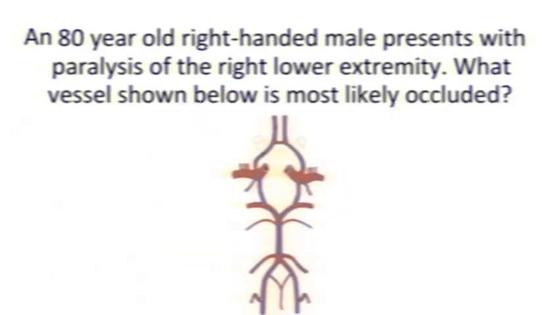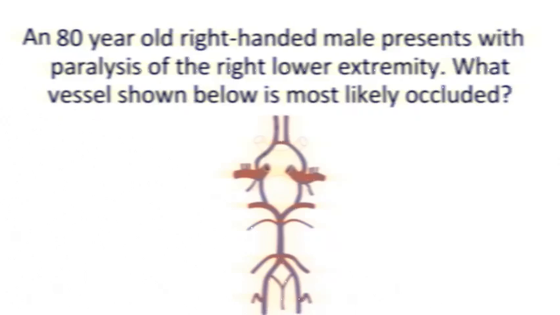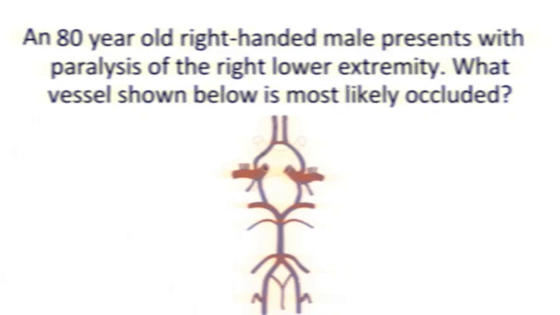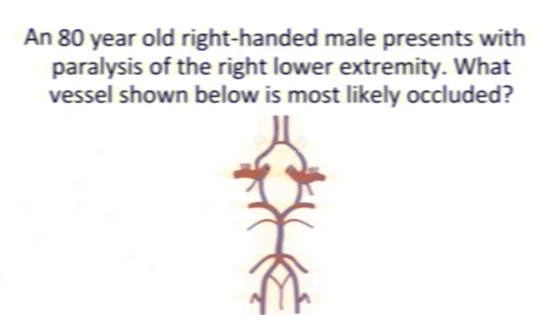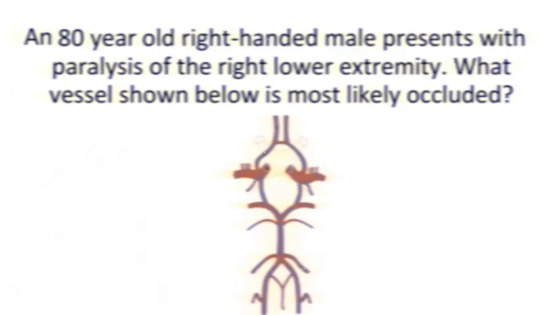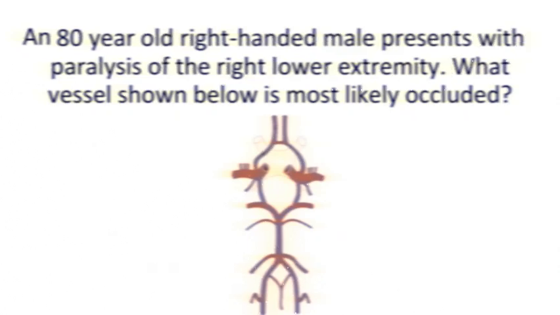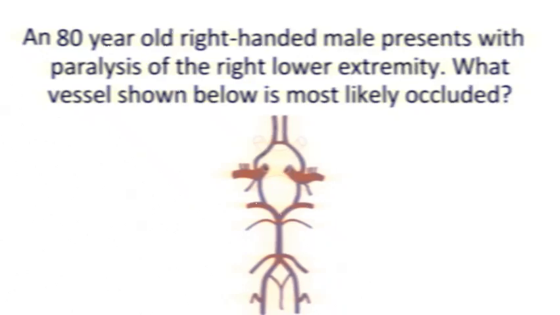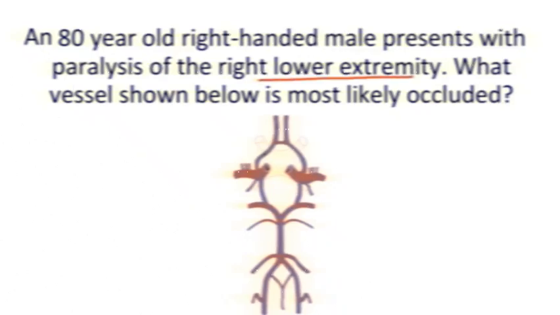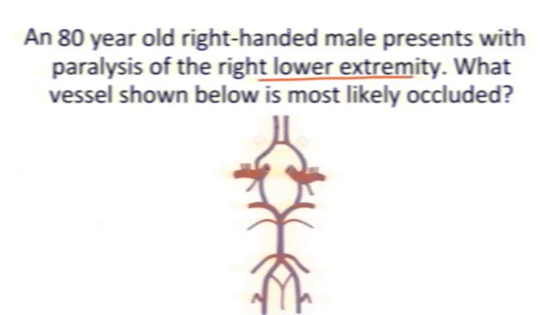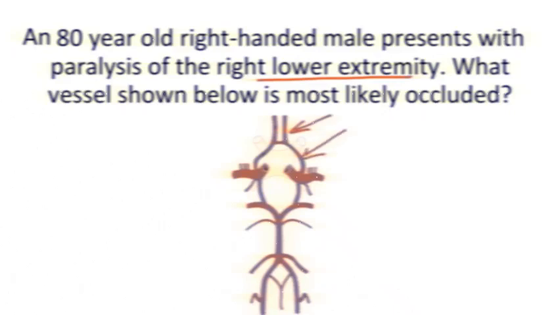Okay, here's another question. An 80-year-old right-handed male presents with paralysis of the right lower extremity. What vessel shown below is most likely occluded? In order to get this question right, you need to be familiar with the circle of Willis and the vascular supply of the precentral gyrus. Recall that the anterior cerebral artery, or ACA, supplies blood to the lower extremities. Because our patient has paralysis of the right lower extremity, or right leg, we can deduce that the left ACA must be occluded. From this figure, the left ACA is right here.